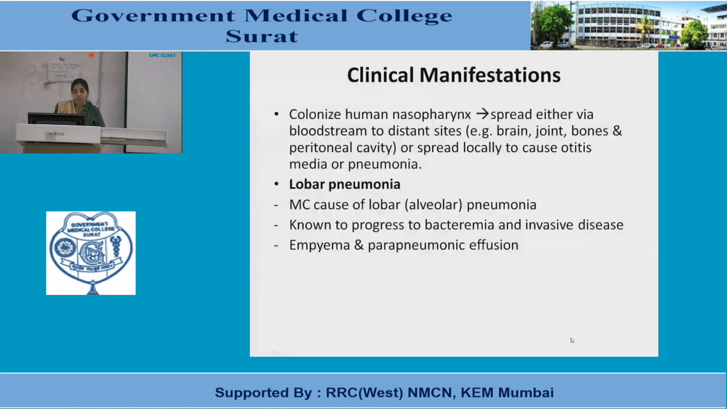So, clinical manifestations, as I also told you: they colonize the human nasopharynx. After that they spread either via the bloodstream to distant sites, as I told you, the brain, joints, bones and peritoneal cavity, or spread locally to cause otitis media or pneumonia. Another, the most commonly caused is lobar pneumonia, lobar meaning alveolar pneumonia in the patient, known to progress to bacteremia and invasive disease, and empyema and parapneumonic effusion caused by this Streptococcus pneumoniae.